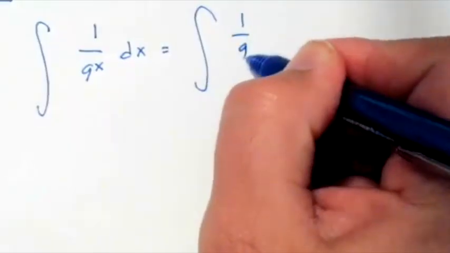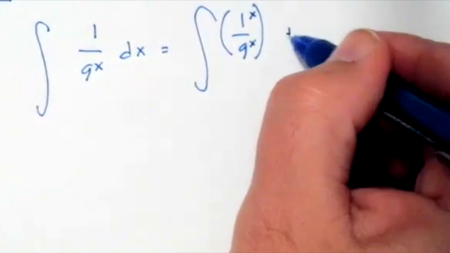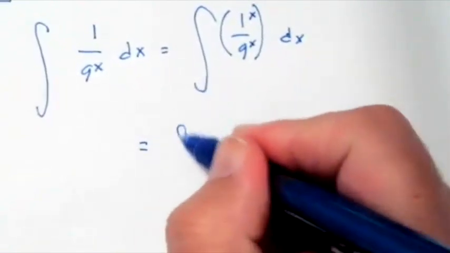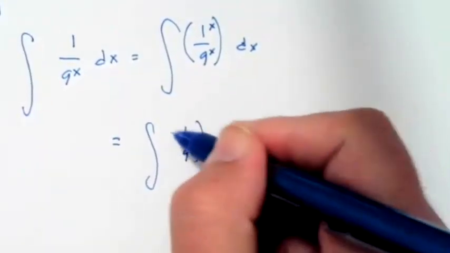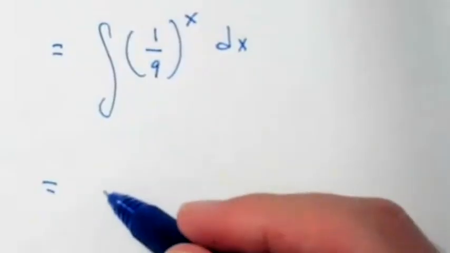Okay, so here's one way to do it. 1 is the same thing as 1 raised to the x, for any x. So we can rewrite 1 over 9 raised to the x as 1 to the x over 9 to the x. Then using rules of exponents, this becomes the indefinite integral of 1/9 raised to the x.